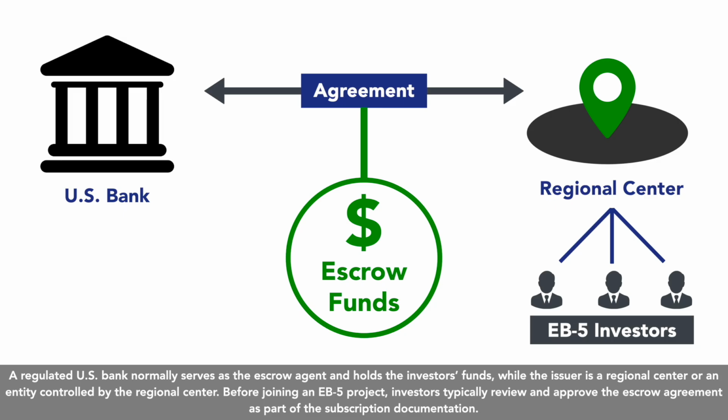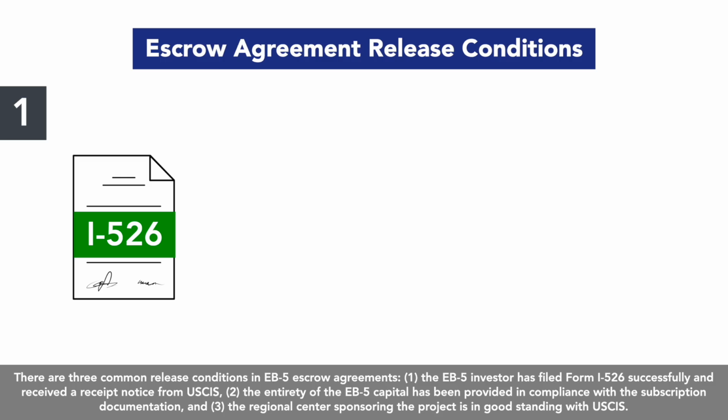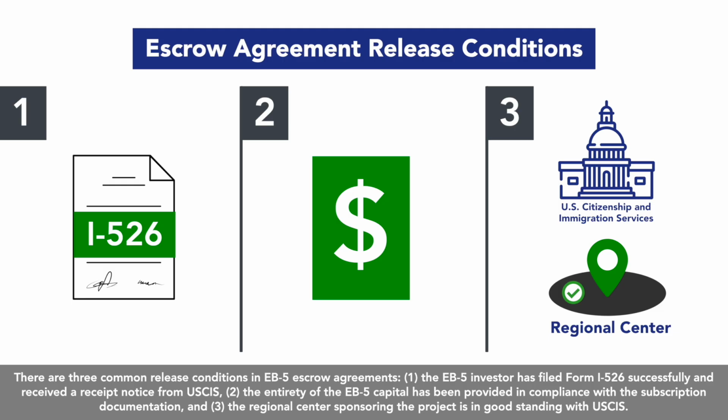Before joining an EB-5 project, investors typically review and approve the escrow agreement as part of the subscription documentation. Escrow agreements dictate how the EB-5 capital will be stored in the escrow account and the conditions for it to be released into the NCE. There are three common release conditions in EB-5 escrow agreements. 1. The EB-5 investor has filed Form I-526 successfully and received a receipt notice from USCIS. 2. The entirety of the EB-5 capital has been provided in compliance with the subscription documentation. And 3. The regional center sponsoring the project is in good standing with USCIS.